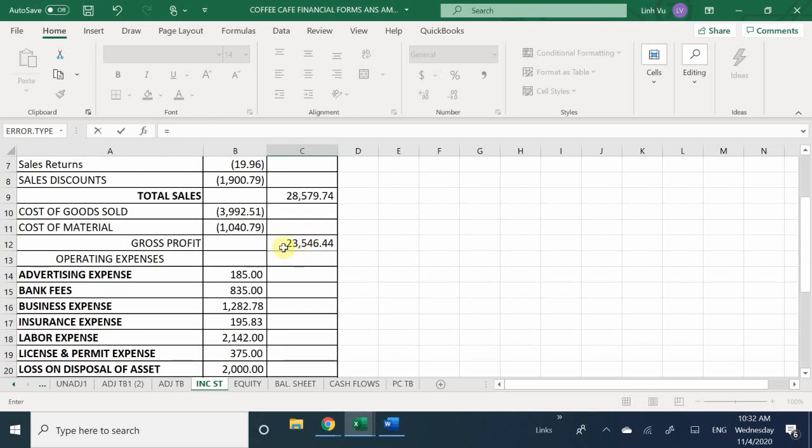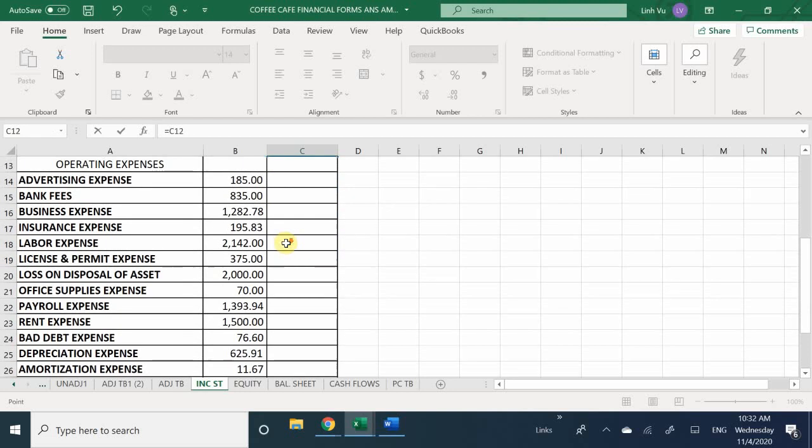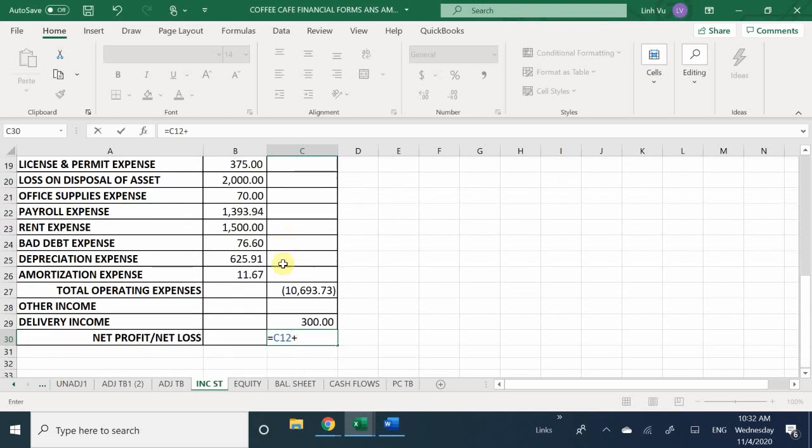If I started with $23,546.44, I need to subtract my $10,693.73, and I need to add my $300. $13,152.71. Yes, that means I have a positive number, meaning this is my profit. Wow, I had a large profit. That means we're doing good.